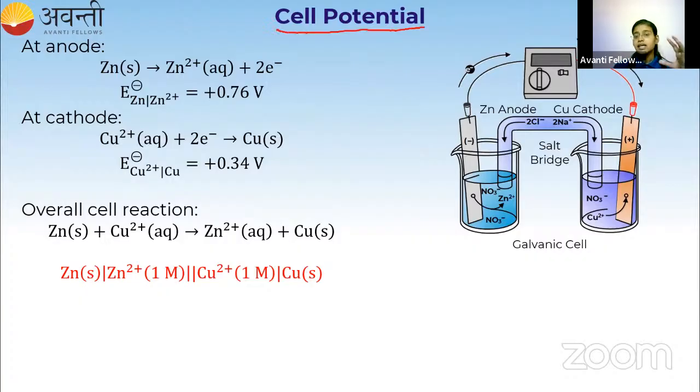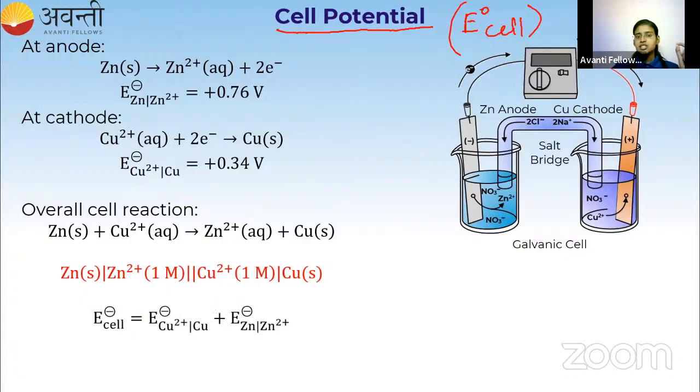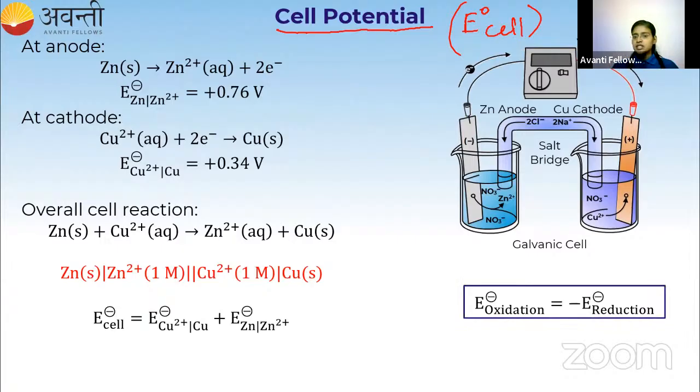Now, for the cell, I can write the potential value, which is called E0 of cell. It is equal to the reduction potential of the reduced couple plus the oxidation potential of the oxidized couple. Or I can use one more relation also: E0 of oxidation is equal to minus of E0 of reduction. So this is the reduction part and this is the oxidized part.